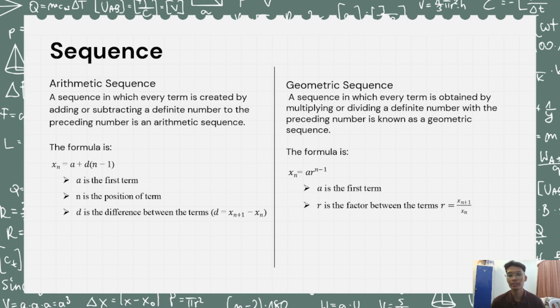Next, the geometric sequence. A geometric sequence is a sequence in which every term is obtained by multiplying or dividing a definite number with the preceding number. This is the formula. A stands for the first term. R is the factor between the terms.